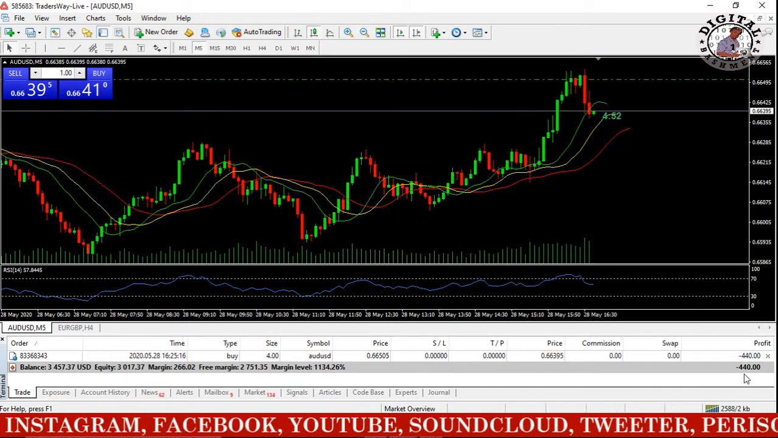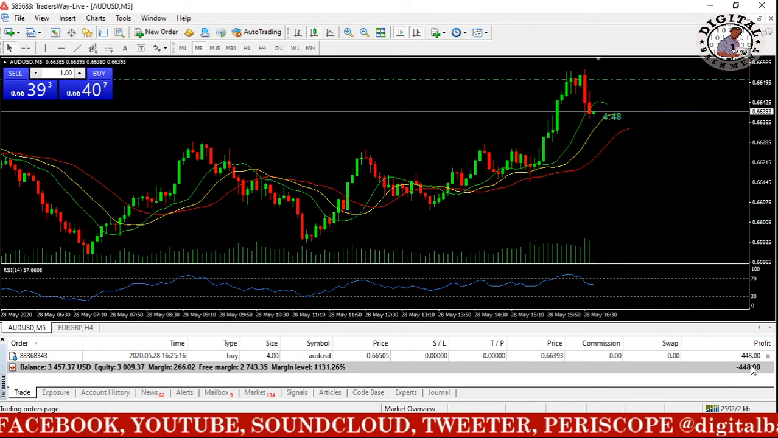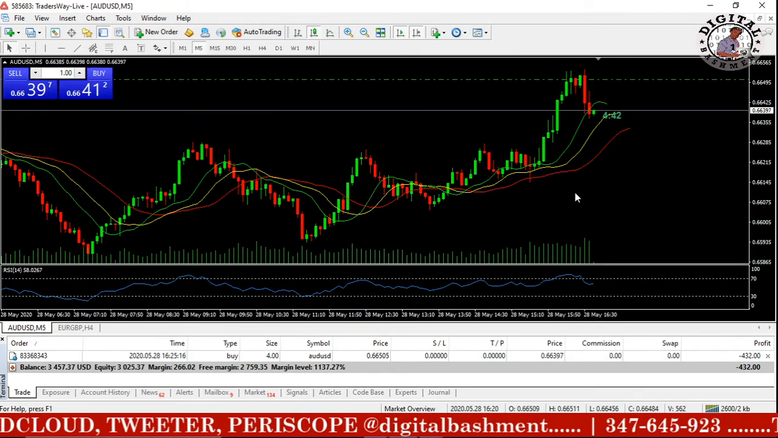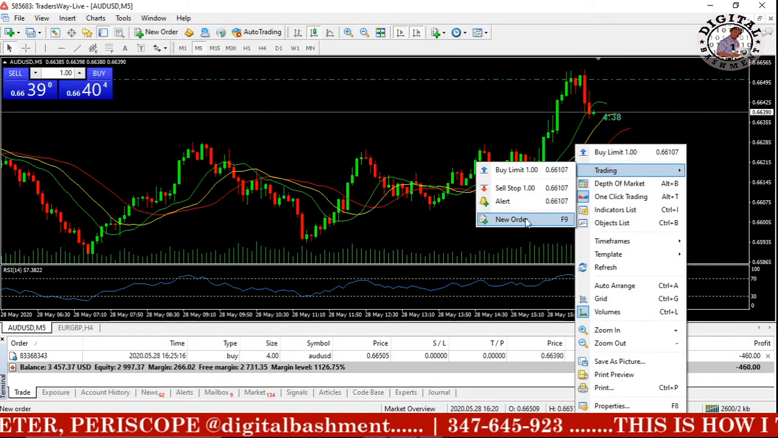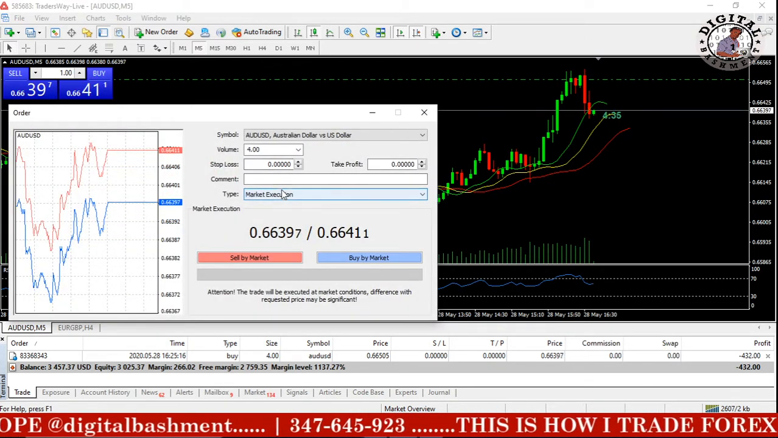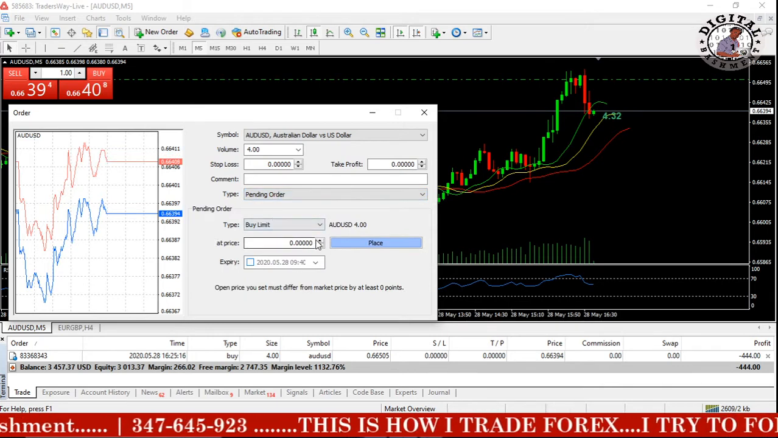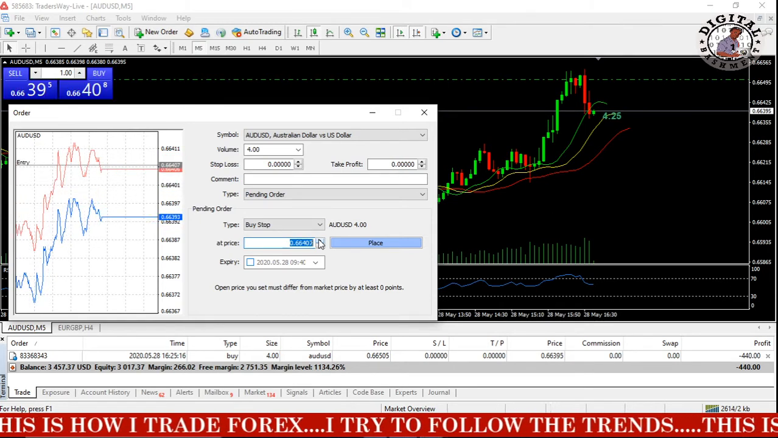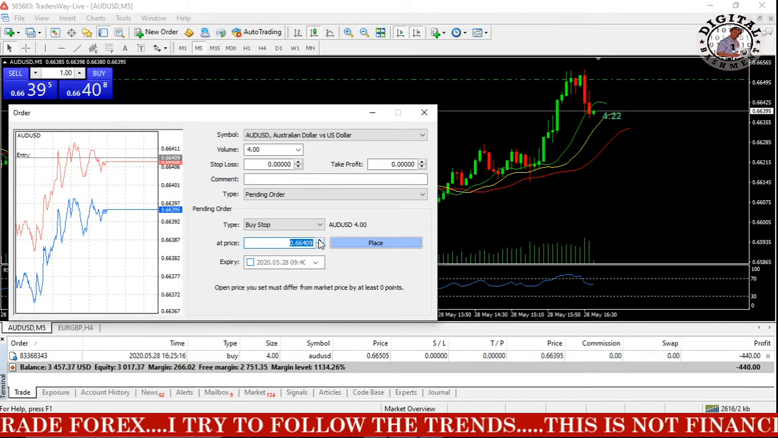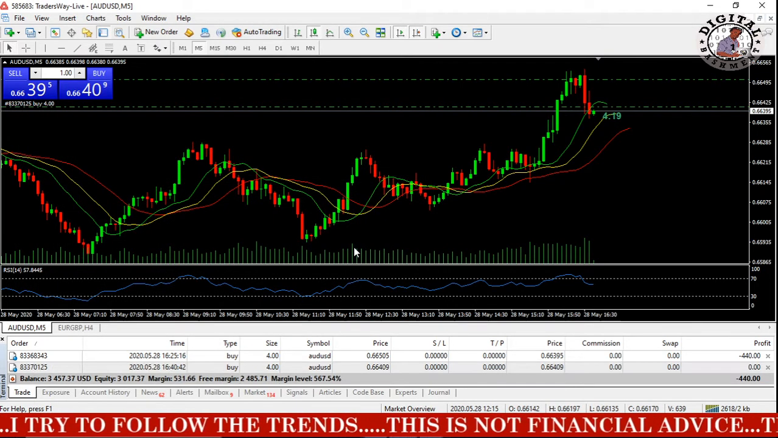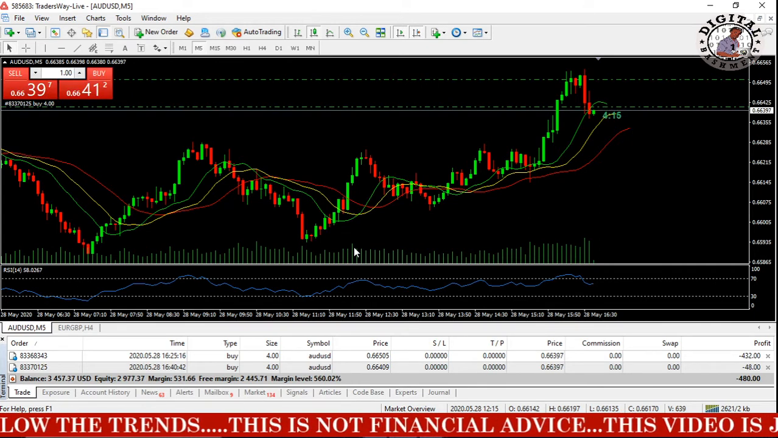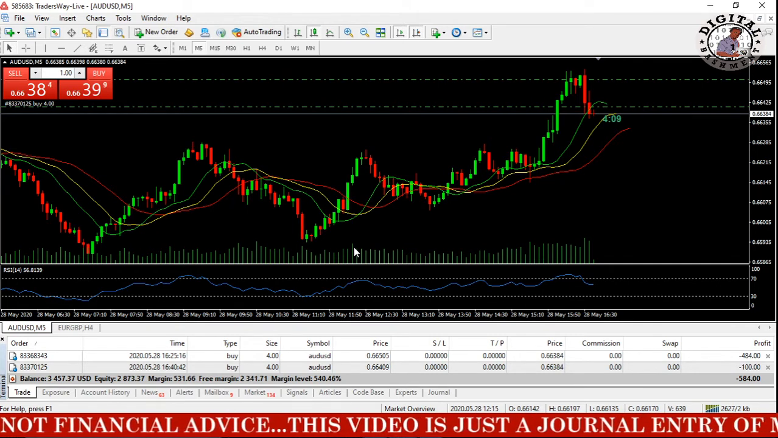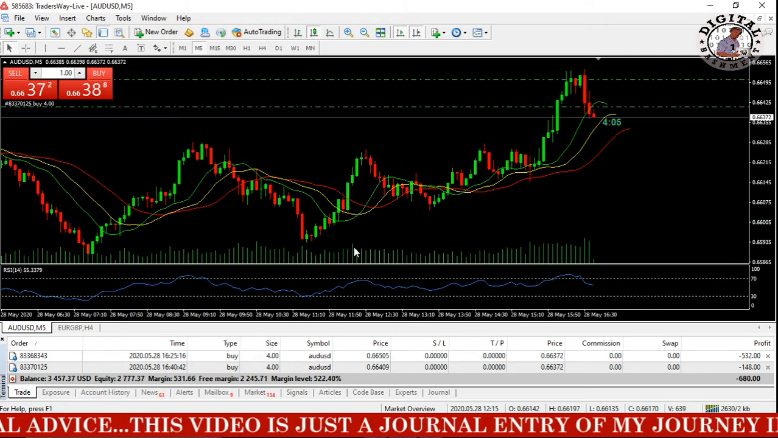Alright, so here's what I'm going to do. I have enough to ride this coming back up. Let's take another trade coming in. Pending order. Buy stop. We're going to ride this coming back up. It could go down too still. Yeah, there you go. It could go down too. You never know which direction it's going to go.